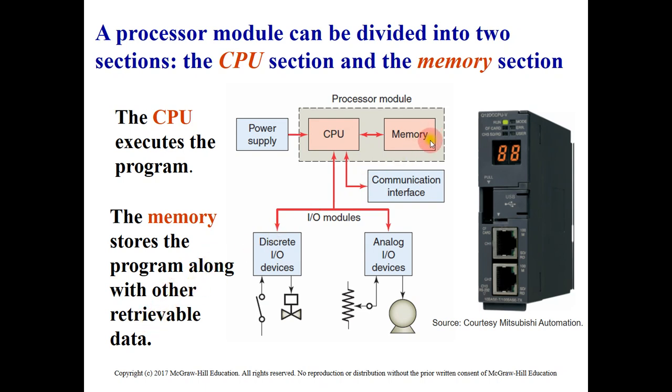The memory needs to store the program, which is needed to perform the control, and at the same time it will store the data that will be received from the input devices. Usually the CPU here also will receive its input from the discrete or analog input devices, and it will also communicate with other CPUs or with other PLC input output devices.